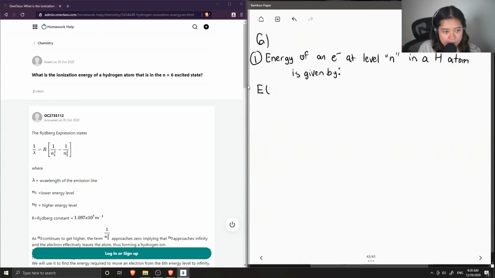Okay, so I'll show that E at level n is equal to negative RE divided by n squared. And then I'll just show that RE is equal to 13.6 eV. This is also called Rydberg energy.